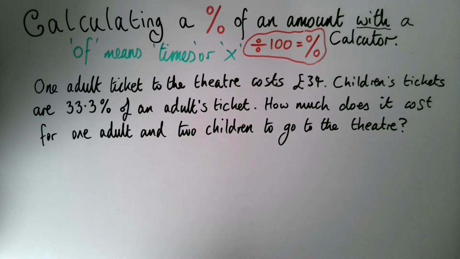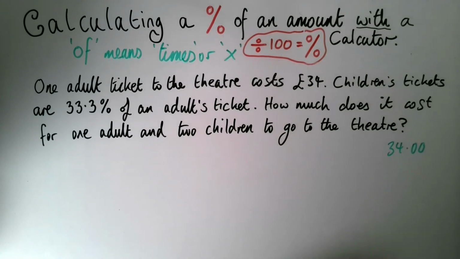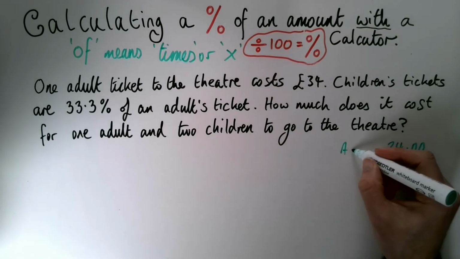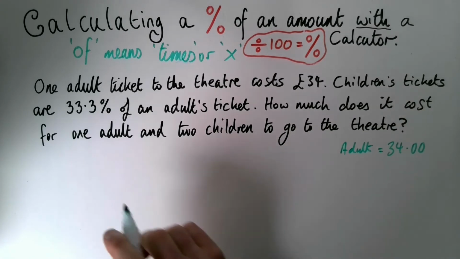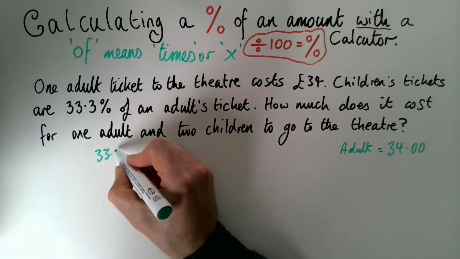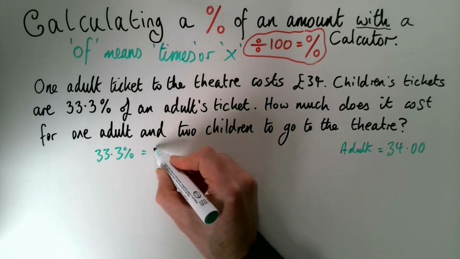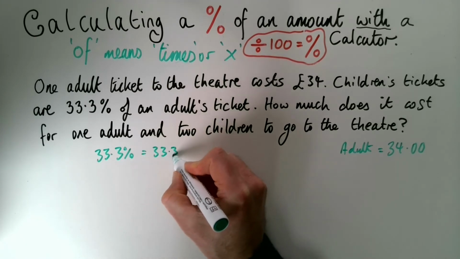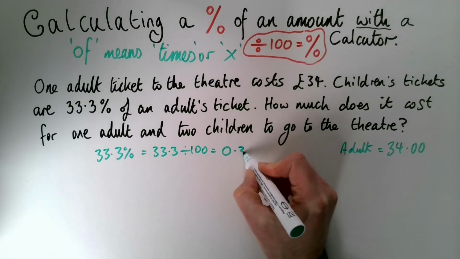Right. Well, we know how much it costs for one adult to go to the theatre, so I think I'll write that down first of all. That's £34. I think pennies are going to come into it, so I'll put that there. Then we just need to know how much a child's ticket costs. Well, 33.3% as a decimal, we divide it by 100. You can use your calculator to do this if you're not too sure about it.